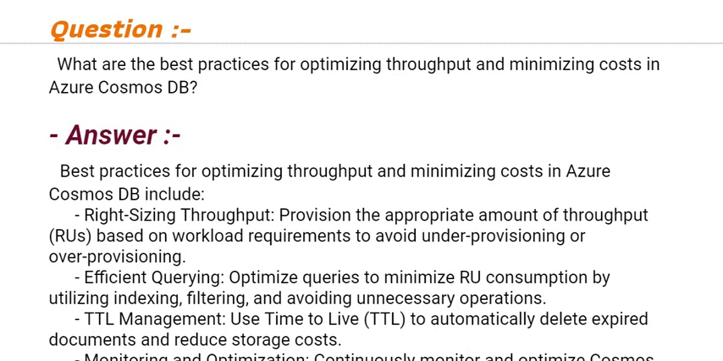Our next question is, what are the best practices of optimizing throughput and minimizing cost in Azure Cosmos DB? Your answer should be, best practices for optimizing throughput and minimizing costs in Azure Cosmos DB include right sizing throughput. Provision the appropriate amount of throughput RUs based on workload requirements to avoid under-provisioning or over-provisioning.